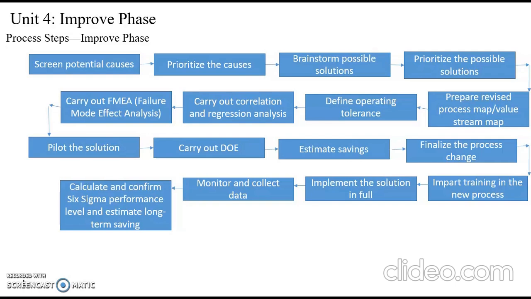The first step is screen potential causes. During the analyze phase, the team identifies and lists a few potential causes which are considered to be responsible for the variation in the process performance. It does not mean that all the causes are essential to be eliminated. So it is very important to go through these causes more carefully from the point of view of eliminating them and thereby reducing the variation to the minimum.